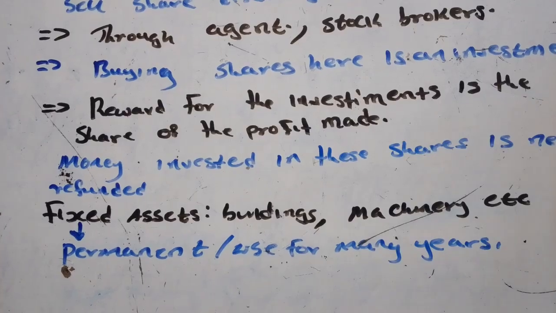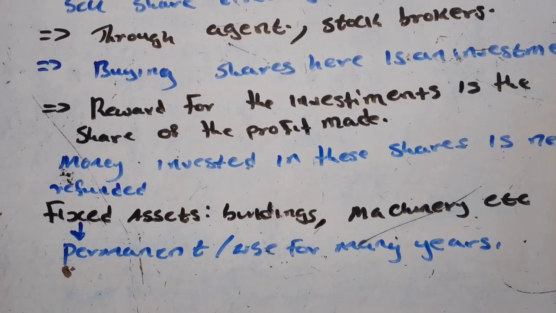Okay, so since the money is not refunded, let's say the shareholder who bought certain shares wants his money back. He is going to look for someone who can buy those shares, sell those shares to that person and have his money back. So in case the shareholder wants his money back, he has to find someone to buy his shares.